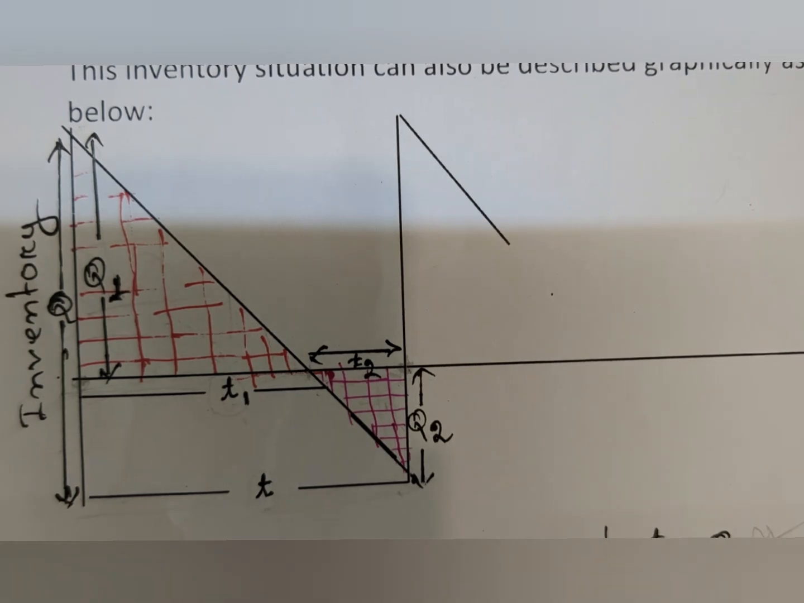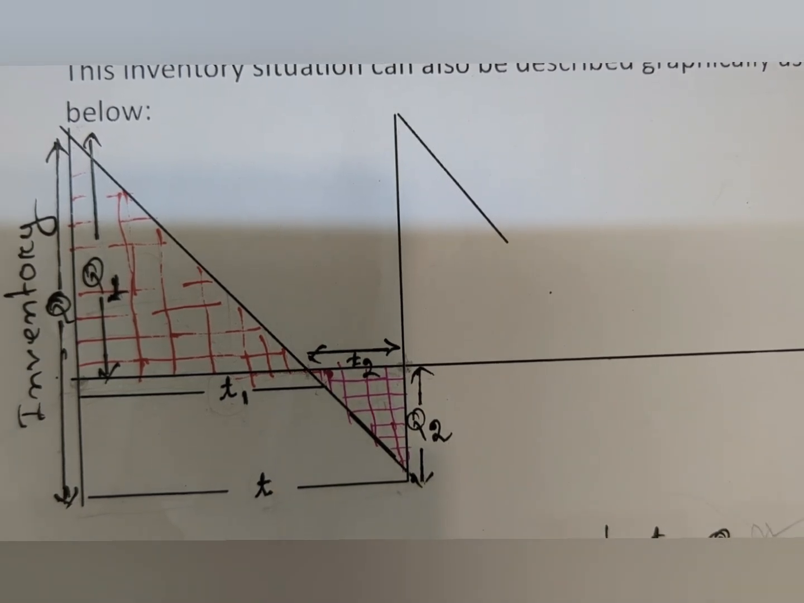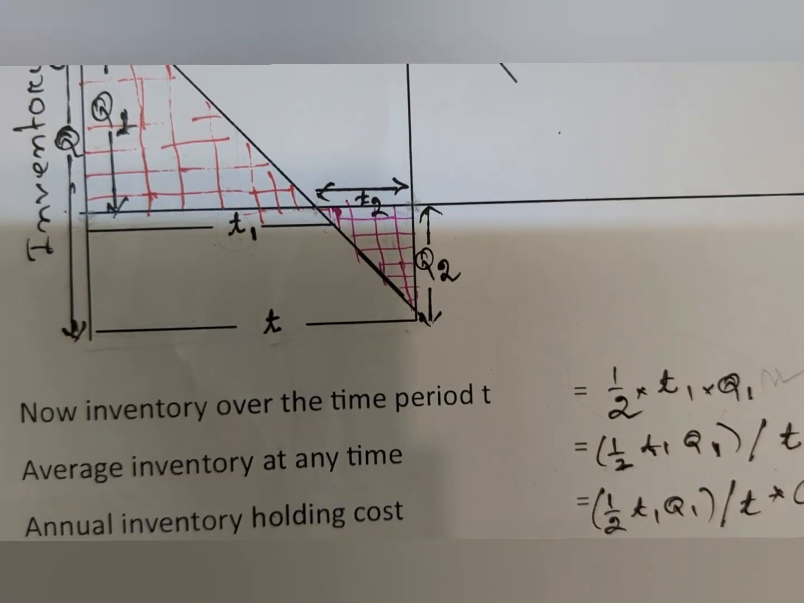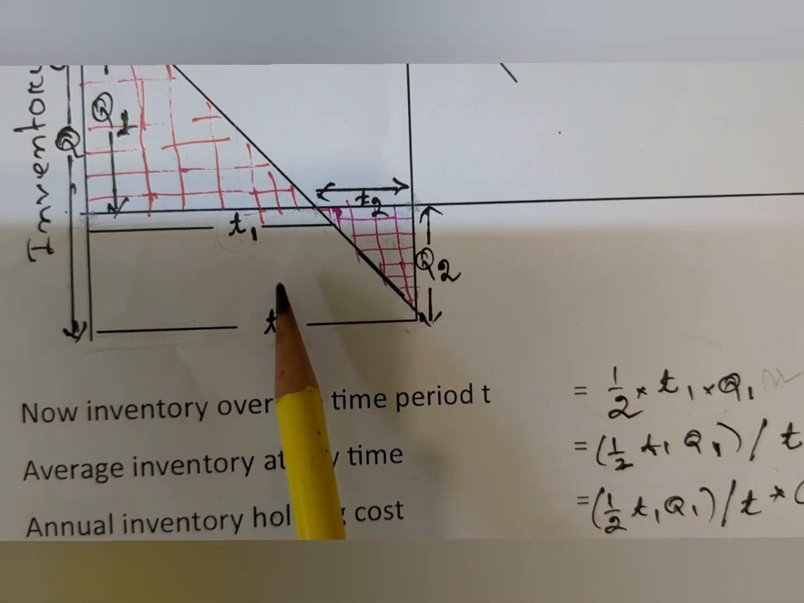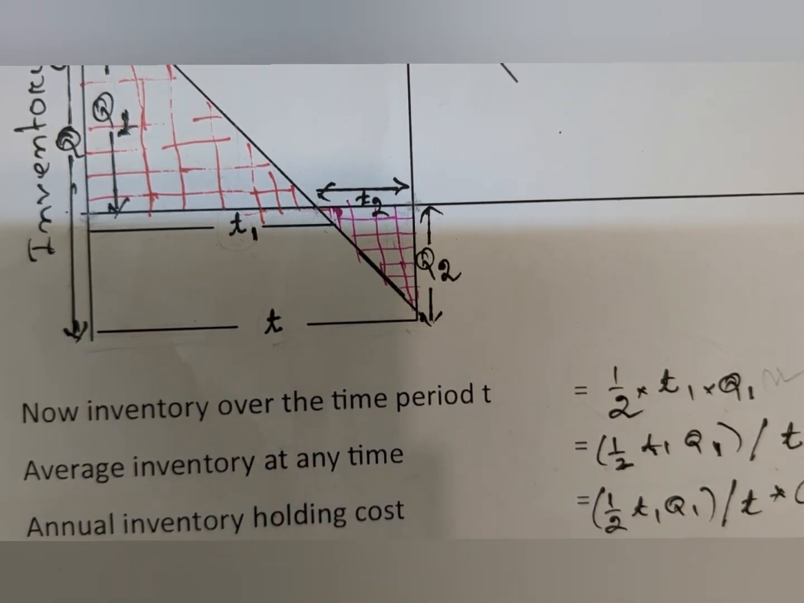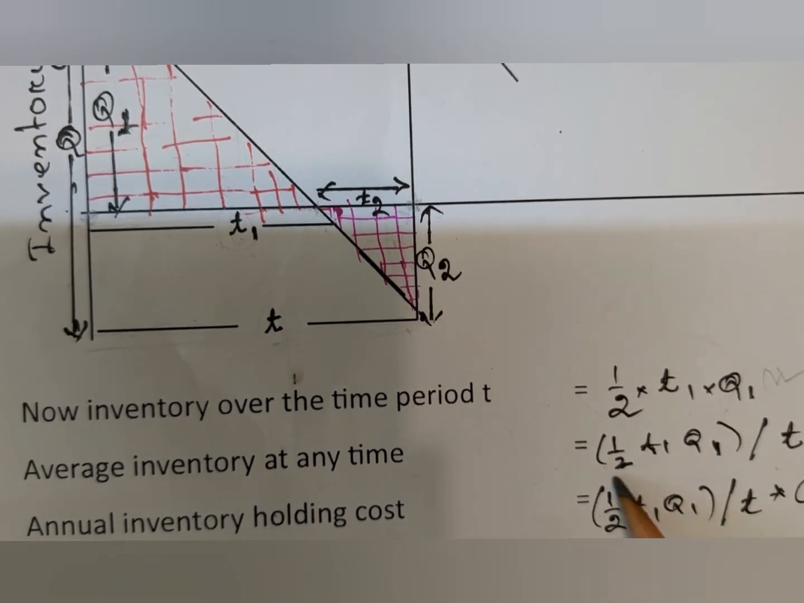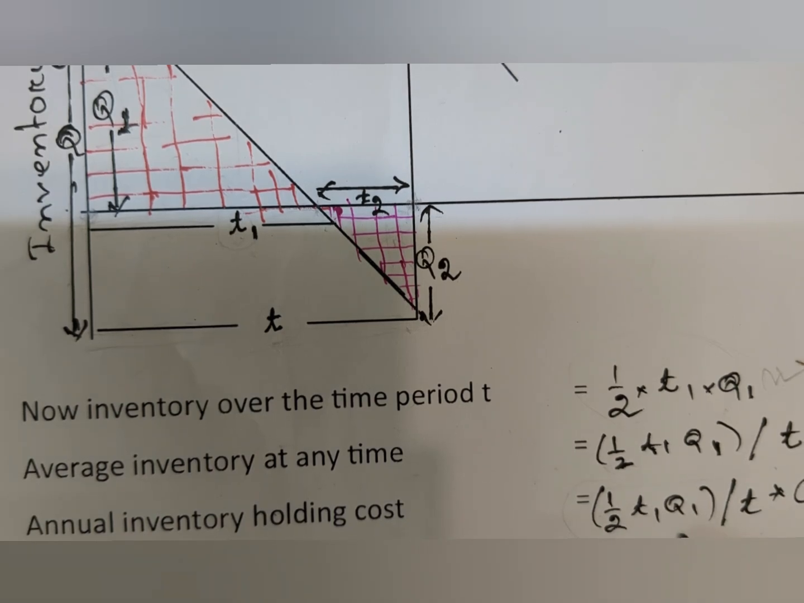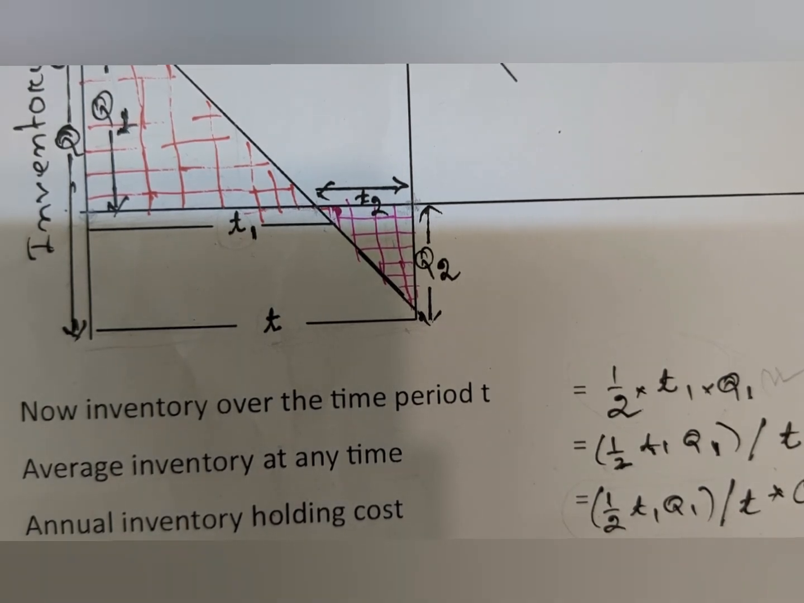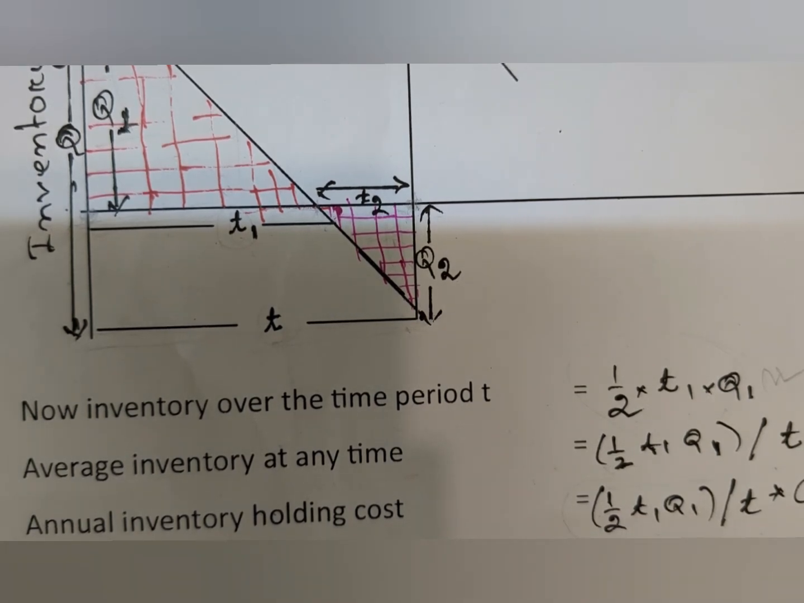That's the area. Then what will be the average inventory at any time? Over the total cycle T, the average inventory will be this total inventory divided by T. Next, the annual inventory holding cost. That will be this average inventory, that is the inventory at any point of time, times C1, which is the carrying or holding cost per unit of time. So in this case the holding cost will be this area divided by T into C1, because this is on average the inventory quantity per unit time, and C1 is the carrying or holding cost per unit of time. That's why this is the annual inventory holding cost.